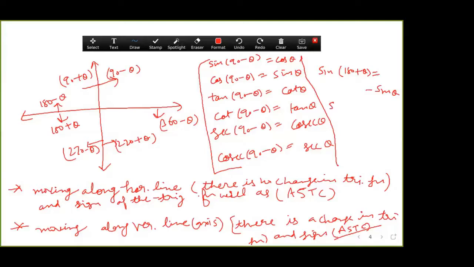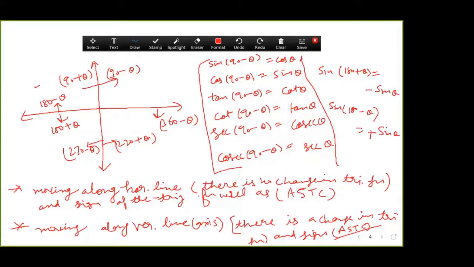Suppose sine of 180 minus theta. There is no change in the trigonometric function; the trigonometric function will be the same. And 180 minus theta means you are in the second quadrant. In the second quadrant, sine is positive. It means what? Put the sign plus: sine theta.